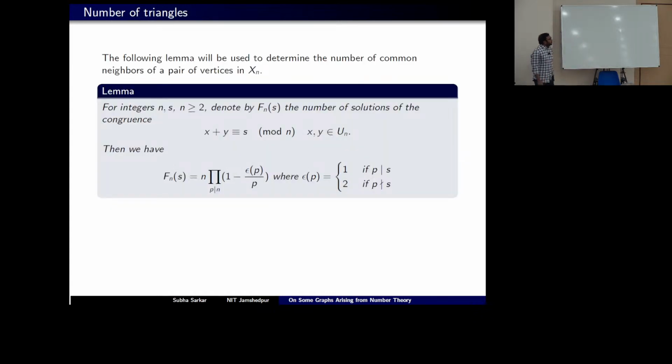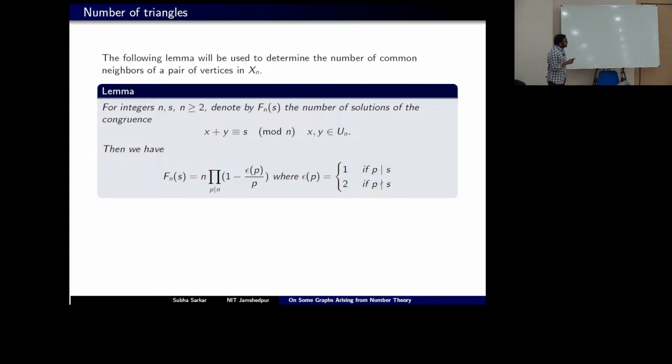Now here I would like to compute the number of triangles in that unitary Cayley graph Xn. That is, how many K3 are there in that graph. For that we need this result which has a flavor from number theory. It says that if we take fn of s to be the number of solutions of this congruence, x plus y equal to s modulo n, where x and y vary over units, then the number of solutions to this congruence is given by this formula, where epsilon p is equal to 1 or 2 depending on whether p divides s or p does not divide s.